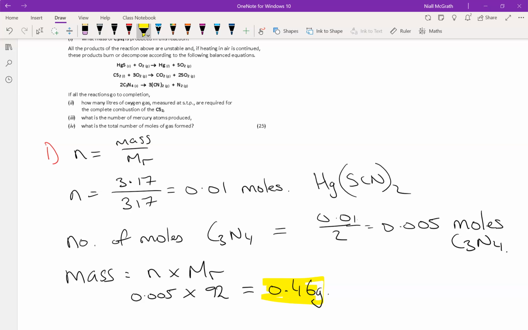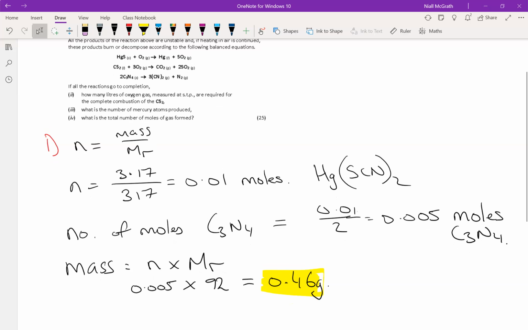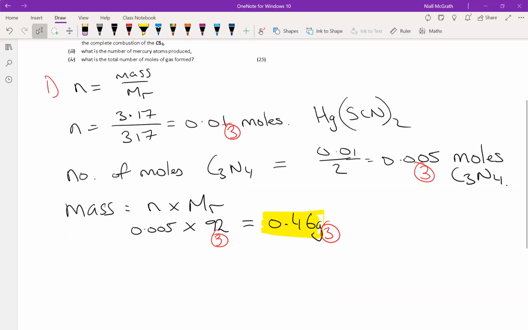And this particular question, they actually gave a lot of marks for the first part of it. That part 1 was worth 12 out of 25 marks. So they gave a lot for that. Okay, so they gave 3 for this. They gave 3 there. They gave 3 for this 92. And they gave 3 for the final answer. Okay, so a lot of marks there.